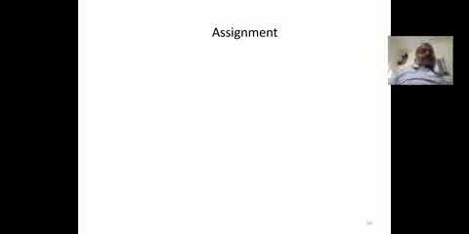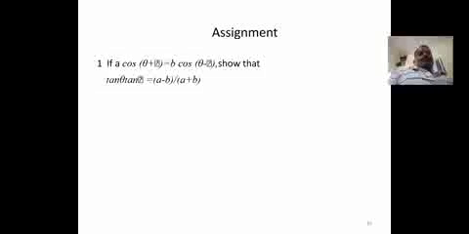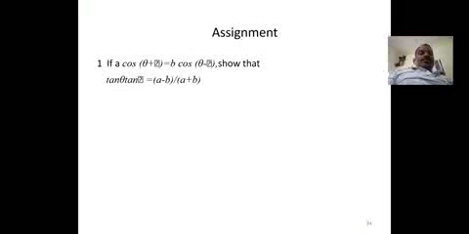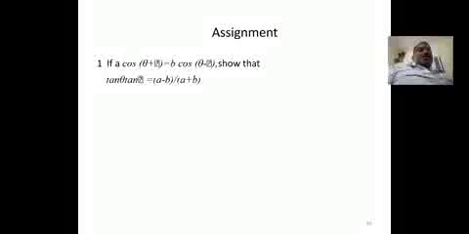Some of the assignment problems. These assignment problems involve cos of theta plus alpha. If a cos of theta plus alpha equals b cos of theta minus alpha, then show that tan theta tan alpha equals (a minus b) by (a plus b).